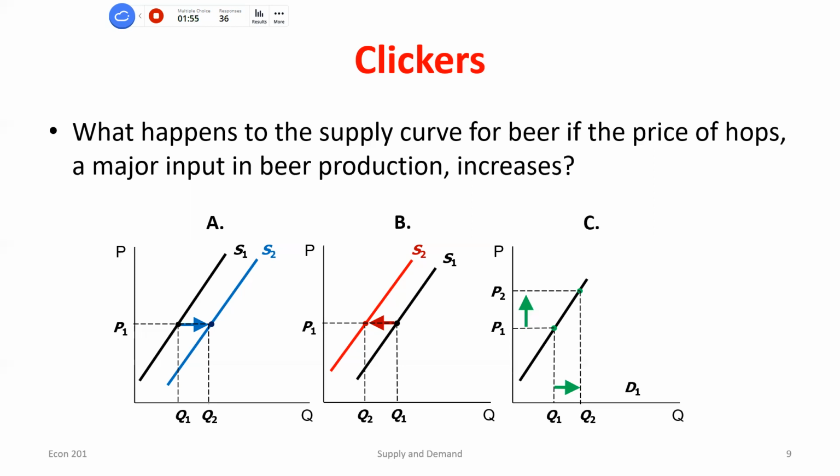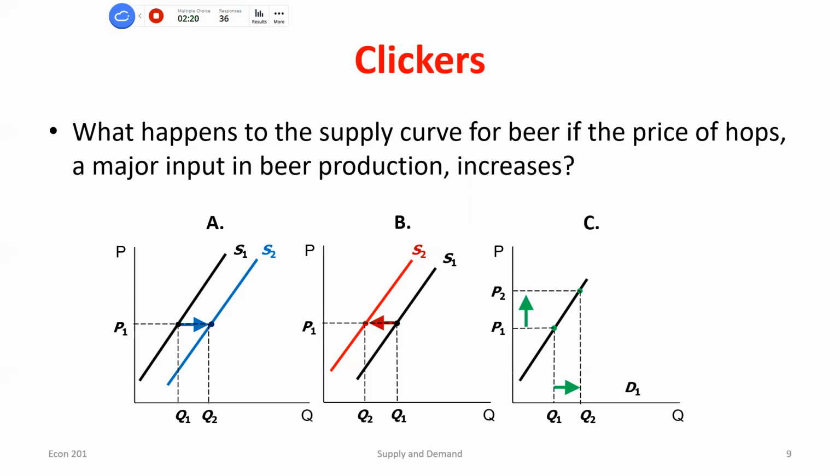If there are lower input prices, it's now relatively cheaper to make something. I'm willing to supply, or able to supply, more. It costs me less money. So we said when input prices go down, what happened to the supply curve? We got this rightward shift, or the increase in supply. It now costs me less to produce, I can produce more, I can supply more.